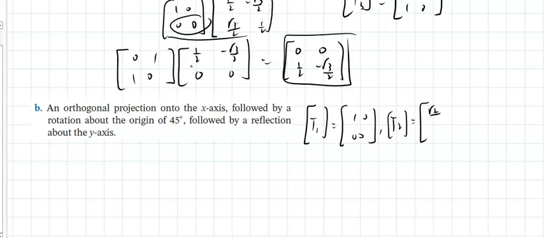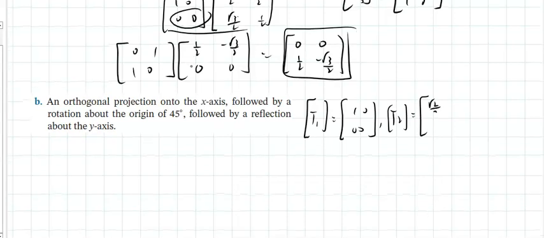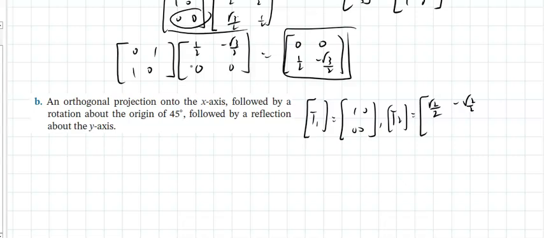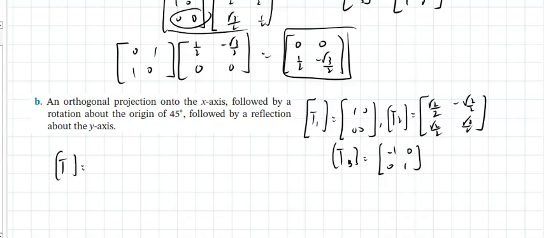Well, they're all radical 2 over 2, and I know only one of them is negative, that one, because sine and cosine of 45 degrees is radical 2 over 2. And T sub 3 is pretty much reflection about the y-axis: negative 1, 0, 0, 1.